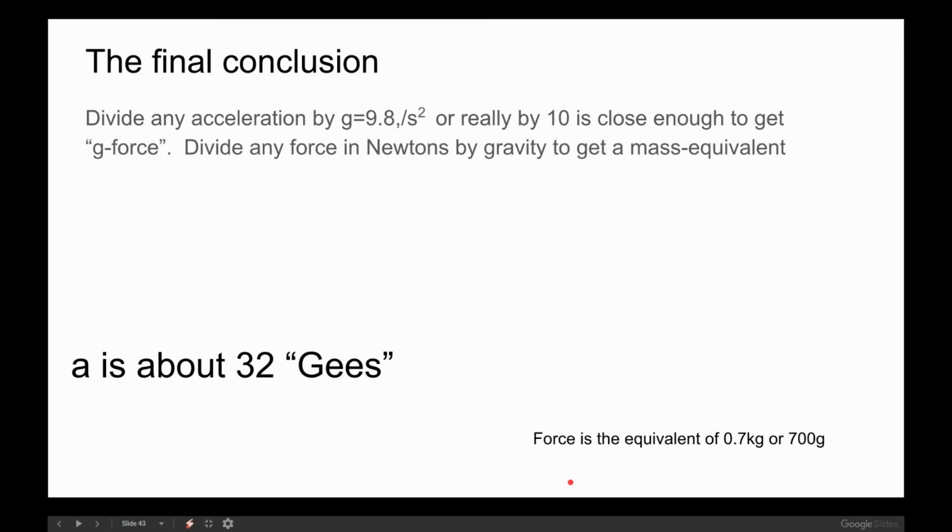The final conclusion to part 3 was we can divide any acceleration by gravity, 9.8 meters per second squared, or really by 10.